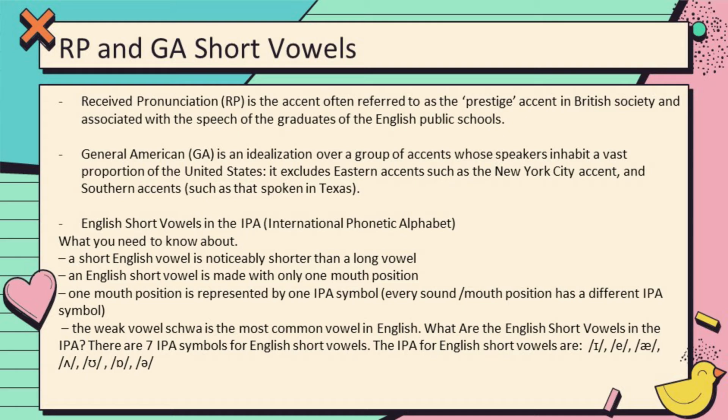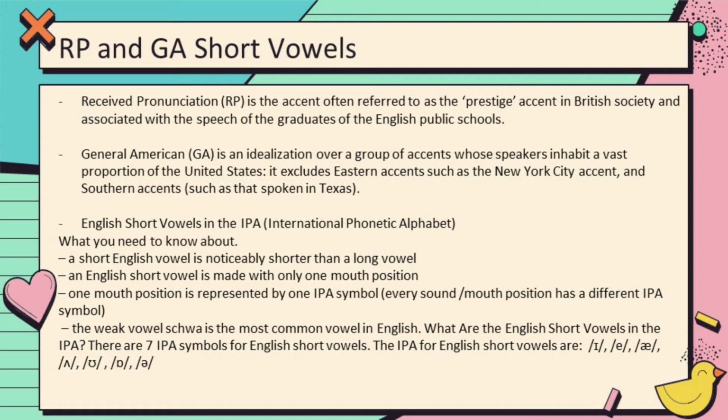What you need to know about short English vowels is that a short vowel is noticeably shorter than a long vowel. An English short vowel is made with only one mouth position. One mouth position is represented by one IPA symbol. Every sound or mouth position has a different IPA symbol. The weak vowel schwa is the most common vowel in English. What are the English short vowels in the IPA? There are 7 IPA symbols for English short vowels.